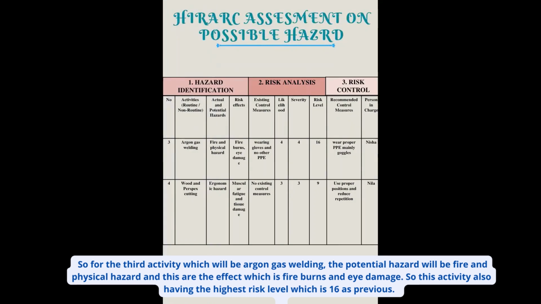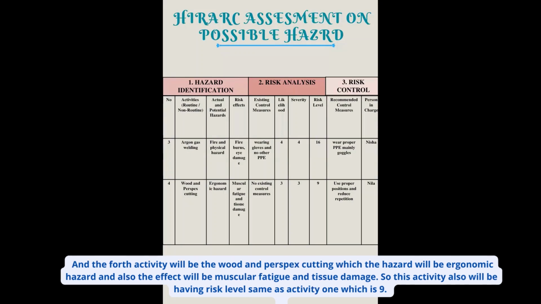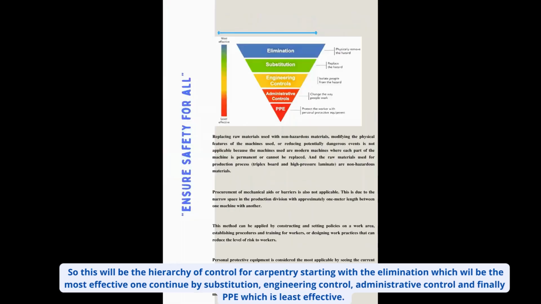For the third activity, which is argon gas welding, the potential hazards are fire and physical hazard. The effects are fire burns and eye damage. This activity also has the highest risk level, which is 16, as previously. And the fourth activity is wood and perspex cutting, where the hazard is ergonomic hazard, and the effect is muscular fatigue and tissue damage. This activity has the same risk level as activity 1, which is 9. So next slide.